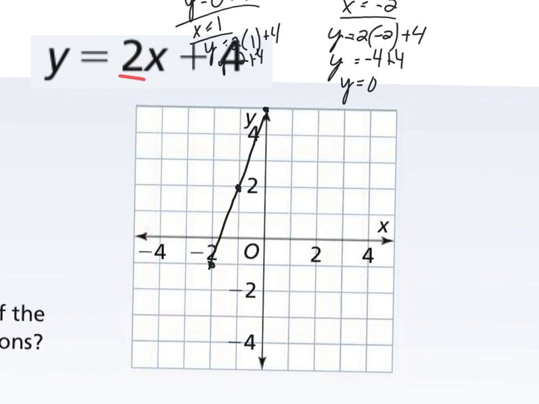And then we can draw a line through those points. And then our other equation, I'll do in a different color here. We had 0, 4, -1, 2, and -2, 0.